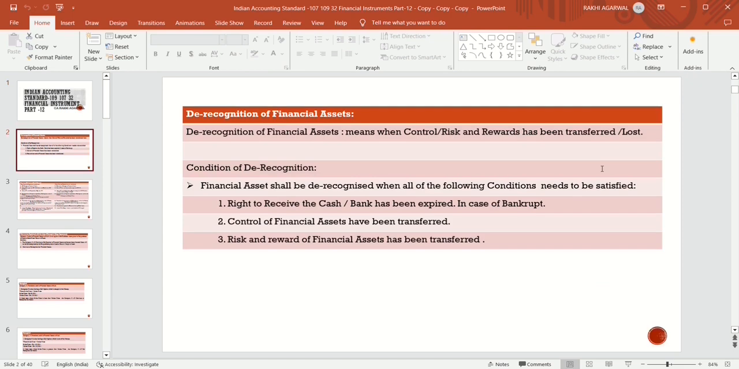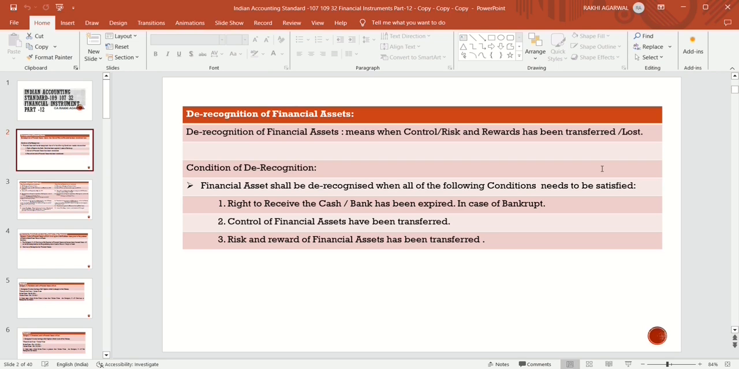Firstly, we will discuss the derecognition of financial assets. What is derecognition? Derecognition means when the control over the asset is transferred to another person, or when control over the asset and the risk and reward of the financial asset have been transferred or lost. How will it be transferred? By way of sale. There are various conditions of derecognition which we are going to discuss.